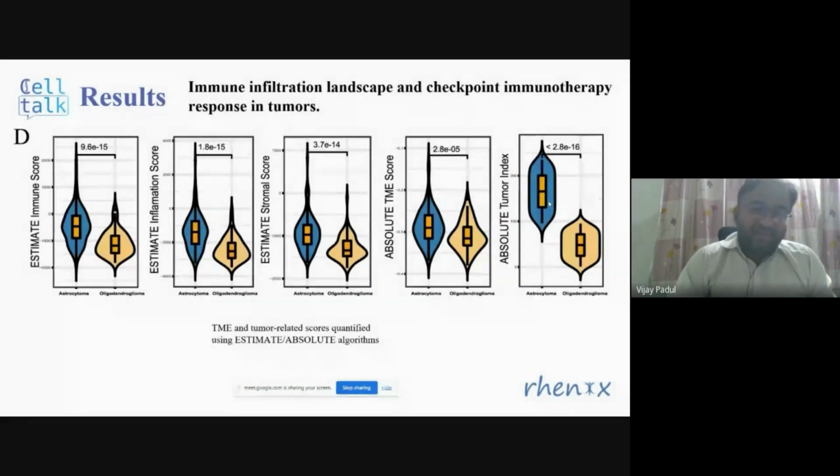Next, ESTIMATE and ABSOLUTE are algorithms which are used to establish tumor microenvironment and immune system infiltration related scores. These are the different scores: immune score, inflammation score, stromal score, tumor microenvironment score, and tumor index. They found there is a significant difference between histological astrocytoma and histological oligodendroglioma grade 2 with all of these aspects.